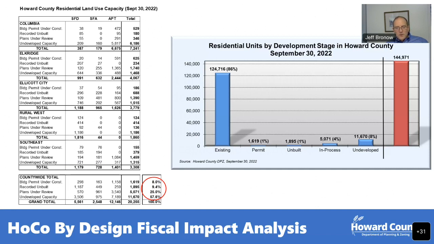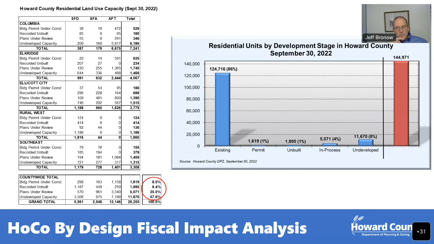They're recorded unbuilt lots. So basically it's a plan that was a subdivision that was recently recorded, doesn't yet have a building permit, but will have a building permit. So there's about 1,900 of those. This also includes apartment units and approved SDPs, site development plans. And then the DPZ, our land development division, is reviewing plans that have about 5,071 units in them. And so that's 25% of all the units. So we have a lot of units in the pipeline.